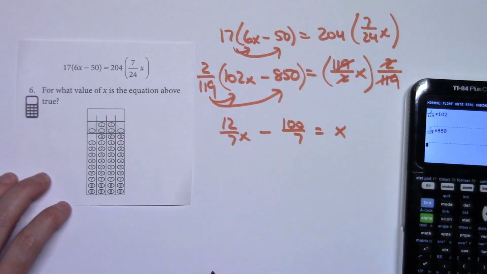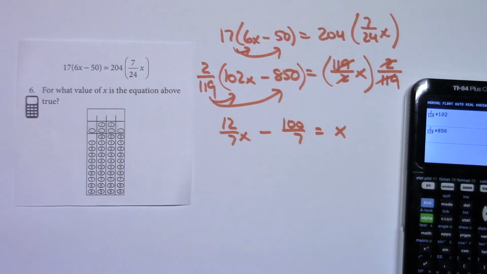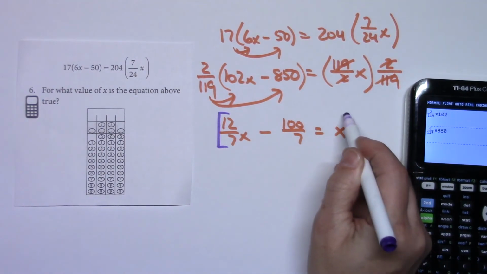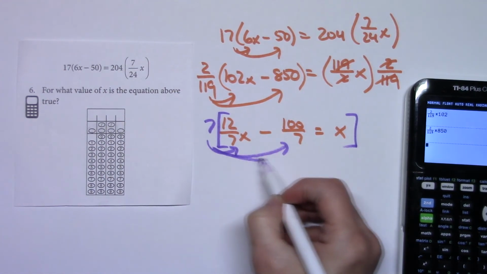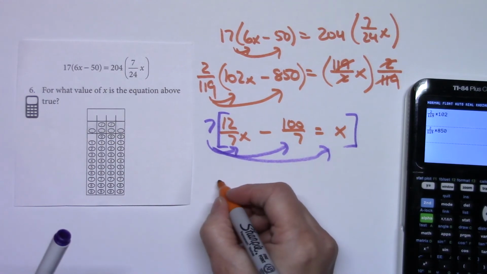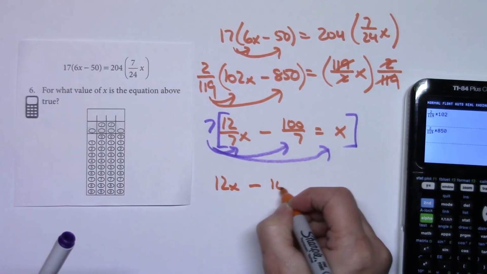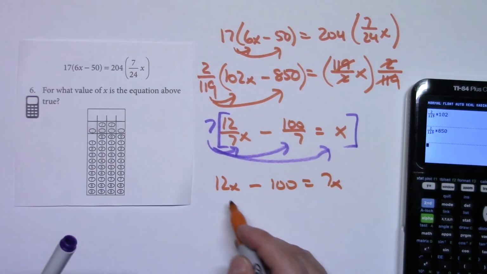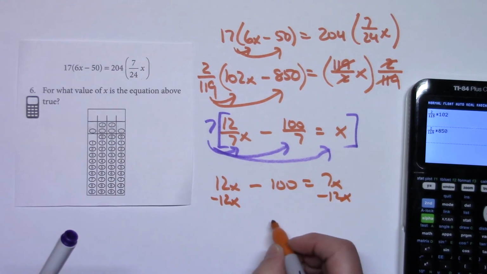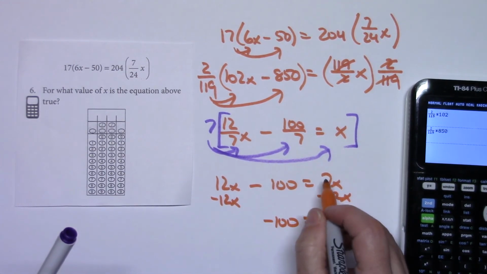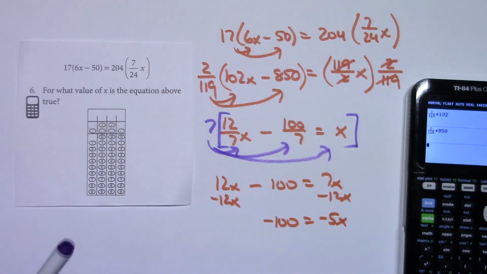Or you could, if you wanted to, at this point multiply through by 7 and get rid of those fractions, which might even be faster and easier. Multiply through by 7 at this point, so distribute to each one of these. Then we're going to have 12x minus 100 equals 7x. Subtract 12x from both sides: minus 12x, minus 12x. Negative 100 equals a negative 5x. Divide both sides by that negative 5, and we're going to have 20.